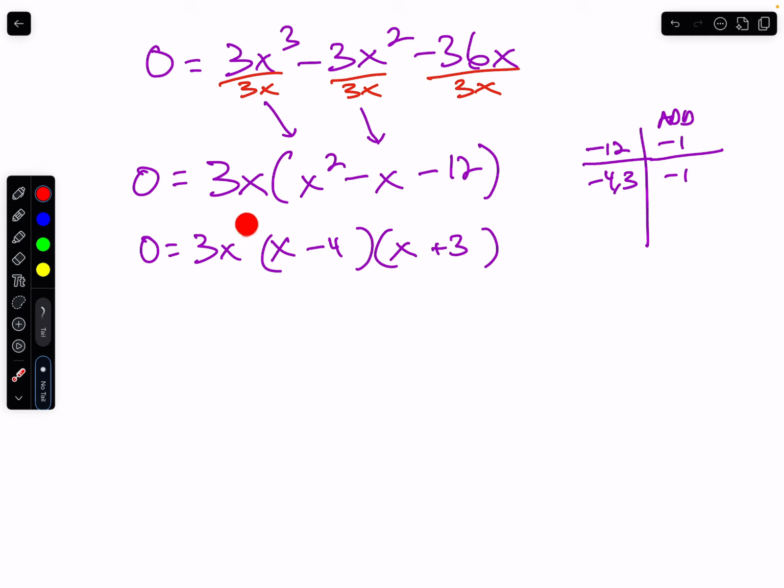I notice up front that all of these have a power of 1. I'll just write them there in red. If there's no power on the x, we think of it like 1. So these are all multiplicity of 1.